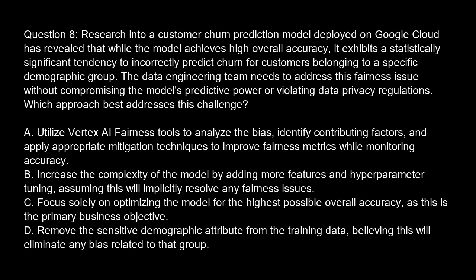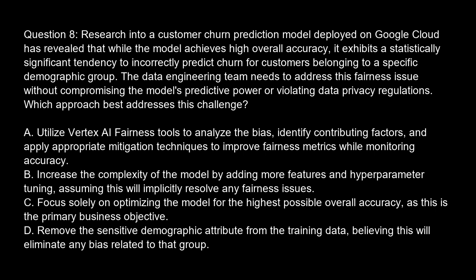Question 8. Research into a customer churn prediction model deployed on Google Cloud has revealed that while the model achieves high overall accuracy, it exhibits a statistically significant tendency to incorrectly predict churn for customers belonging to a specific demographic group. The data engineering team needs to address this fairness issue without compromising the model's predictive power or violating data privacy regulations. Which approach best addresses this challenge?